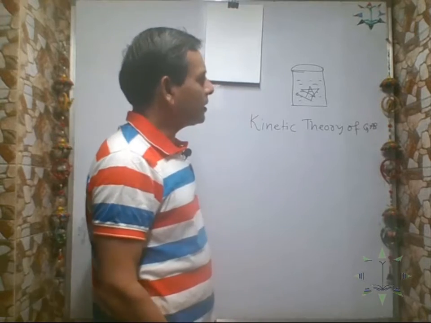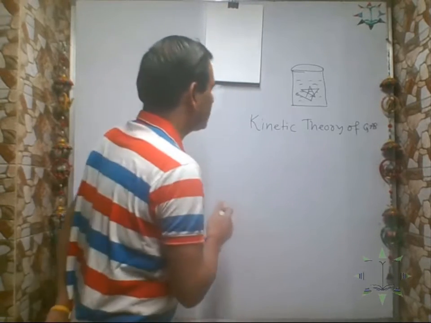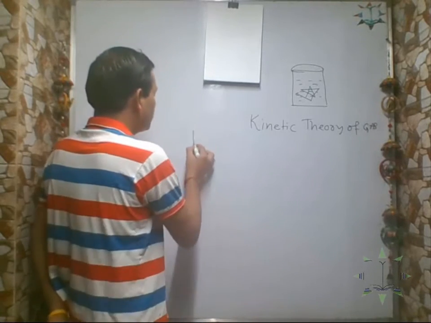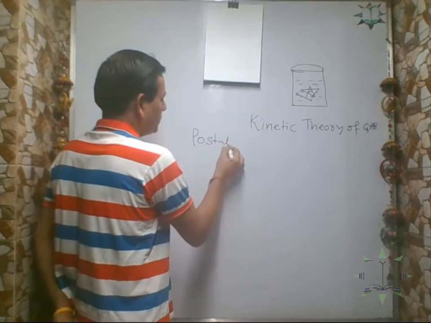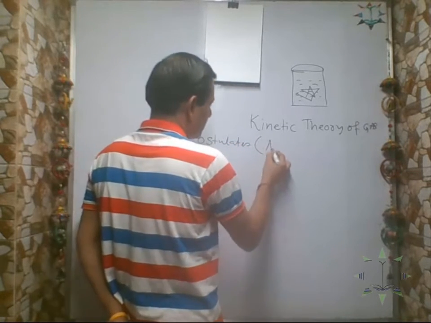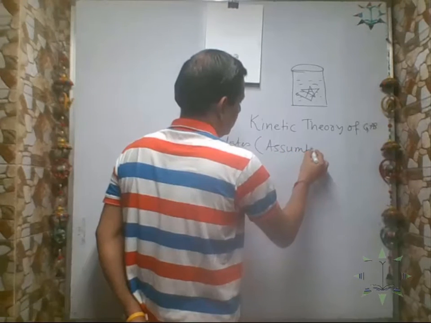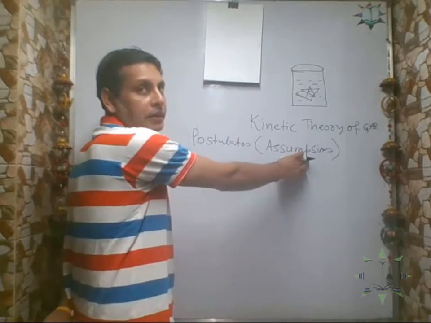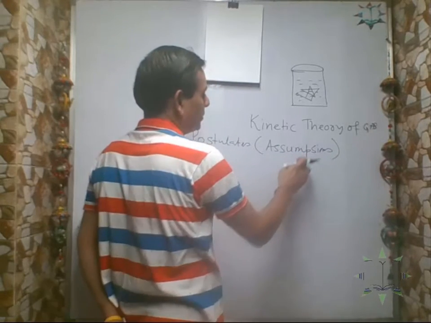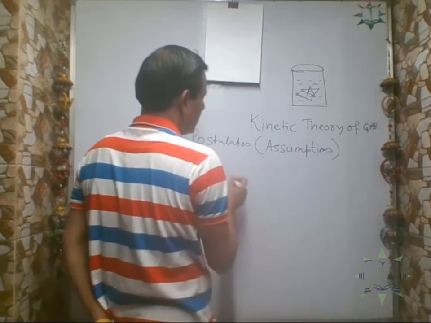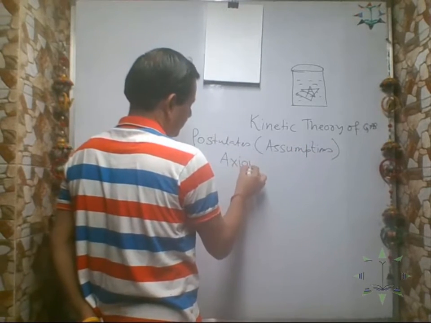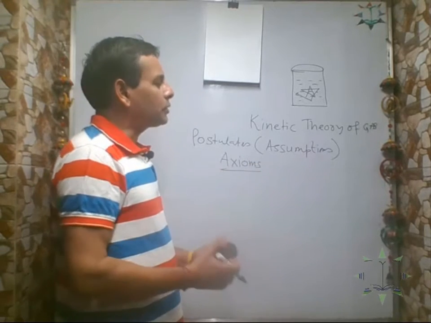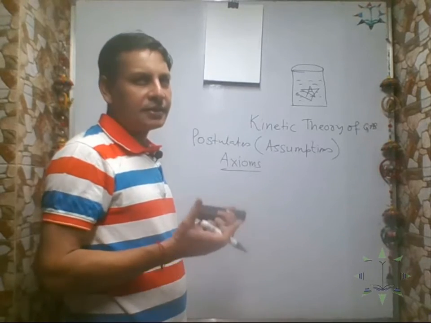So initially some assumptions were made that gas molecules behave in this way. Okay. We call it postulates of kinetic theory. Postulates, or we call it assumptions. So these are the postulates of kinetic theory. Postulates means we assume that the gas molecules are like this, gases behave like this.